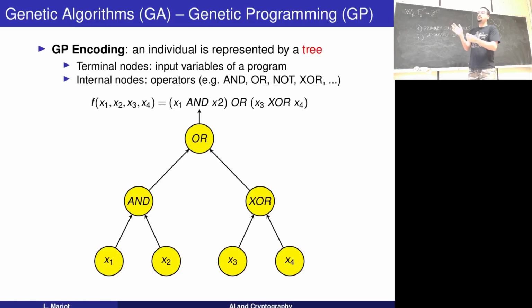And then we combine them, the first 2 with an AND, and the second 2 with an XOR. And then we combine, again, these 2 results using an OR. And the result will be that particular algebraic expression that can be synthesized into a truth table.